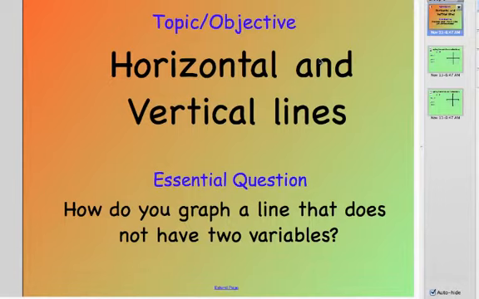Today we are talking about horizontal and vertical lines. So, those things that go up and down and side to side. These are not your typical graphing lines where they go at an angle of some sort. These are straight up and down or flat as a road. So that's the topic for today.